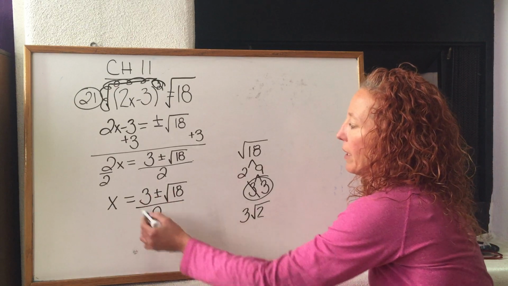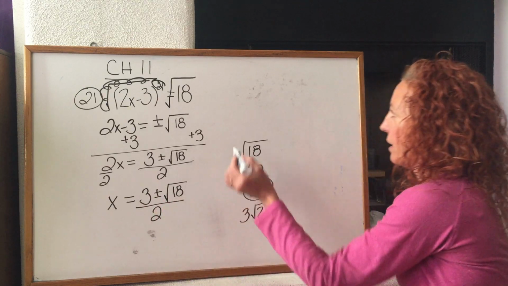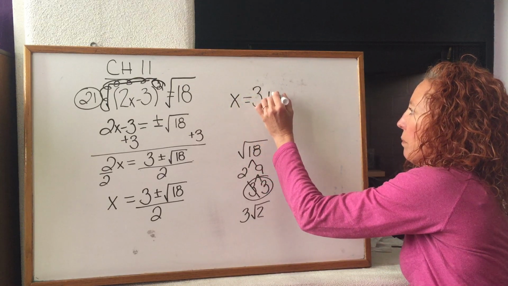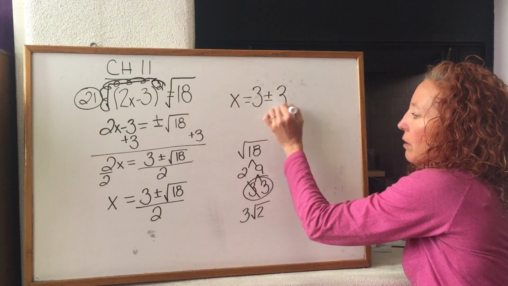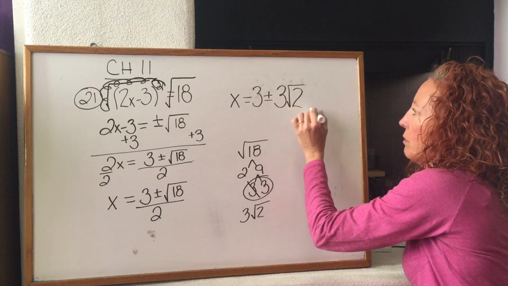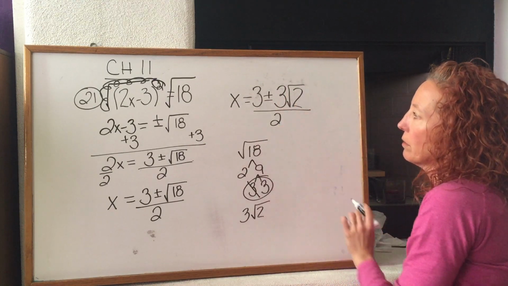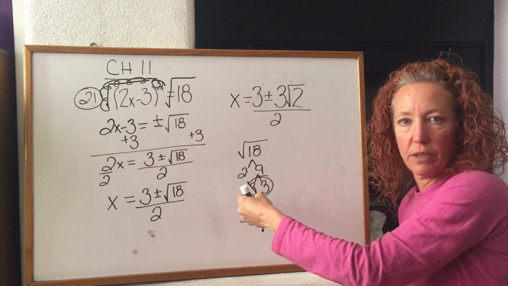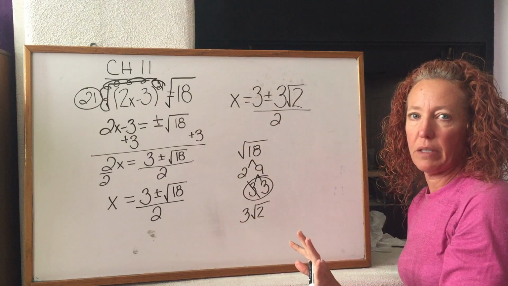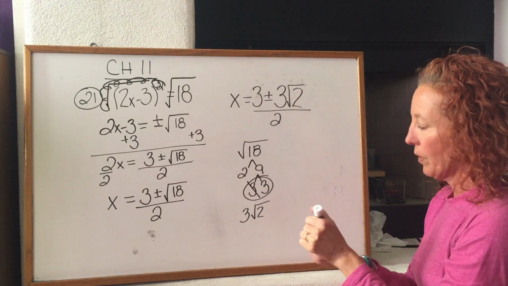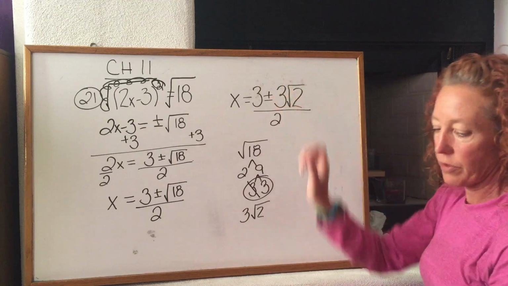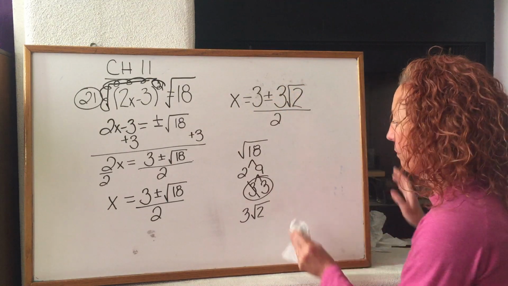So I'm going to rewrite this, and my final answer is x equals 3 plus or minus 3 radical 2 all over 2. If these were even, there would be more we could do, but in this case, nothing can be reduced. That's your final answer. All right, don't accidentally cross those off. That guy is protected by the radical, so this is as far as you can go. All right.